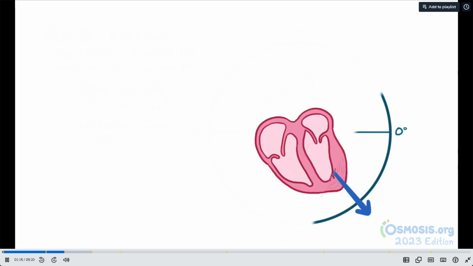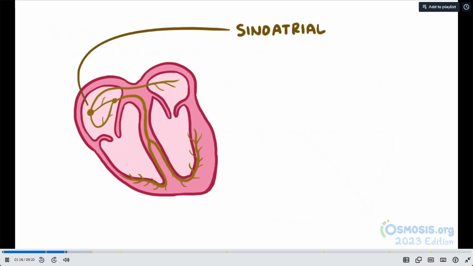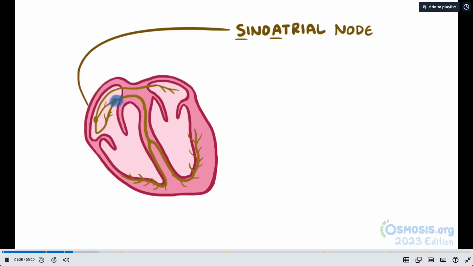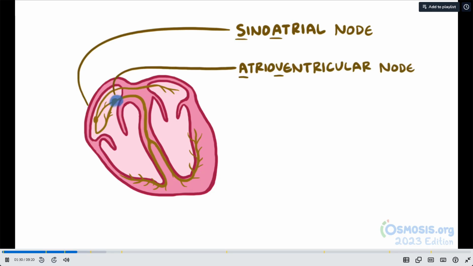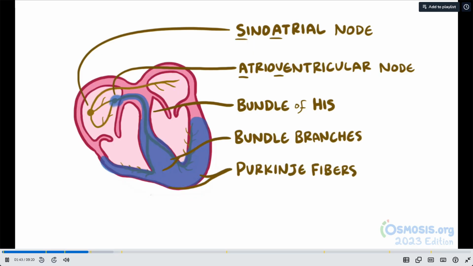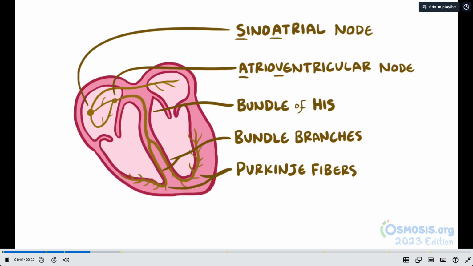So if we simplify this heart a bit, normally the sinoatrial or SA node sends an electrical signal that propagates out through the walls of the heart and contracts both upper chambers. And then that signal moves to the atrioventricular or AV node, where the signal's delayed for a split second and then goes down into the ventricles, or lower chambers, where it moves down into the bundle of His into the left and right bundle branches, and into each ventricle's Purkinje fibers, causing the ventricles to contract as well. So in a healthy heart, the upper chambers contract first, then shortly after the lower chambers contract.